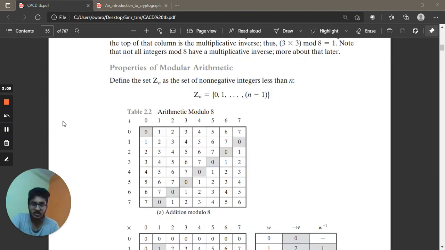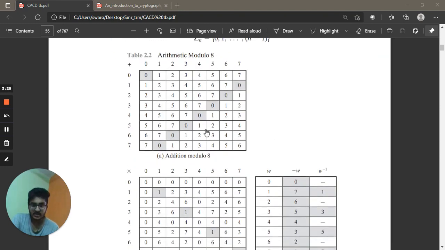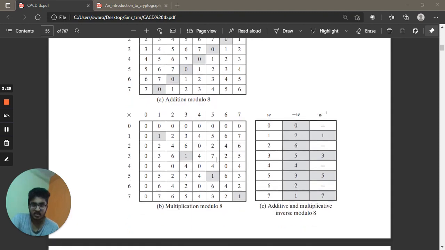Now we look at properties of modular arithmetic. Let Zn be the set containing the non-negative integers less than n. Zn equals 0, 1, 2, and so on up to n minus 1. Arithmetic modulo 8: this is the table for addition modulo 8, this is the table for multiplication modulo 8, and this table gives the additive and multiplicative inverses modulo 8.